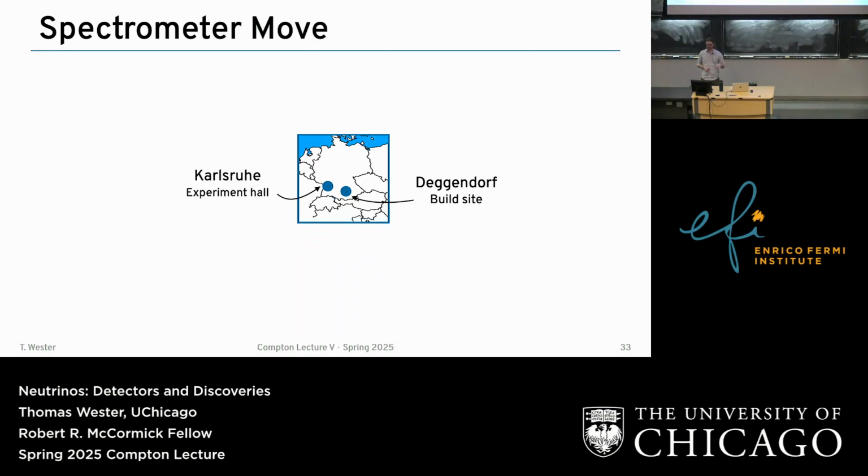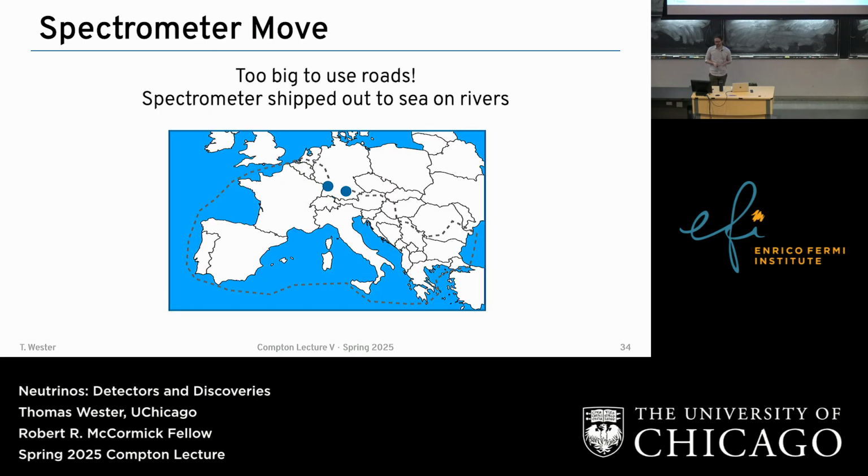But first, I want to talk a little bit about how this detector was assembled. It was built here in Deggendorf, Germany, and then the lab site was in Karlsruhe, as I mentioned before. It looks like they're pretty close together, but actually this spectrometer was so big that it couldn't use the roads, so its actual path looked like this.